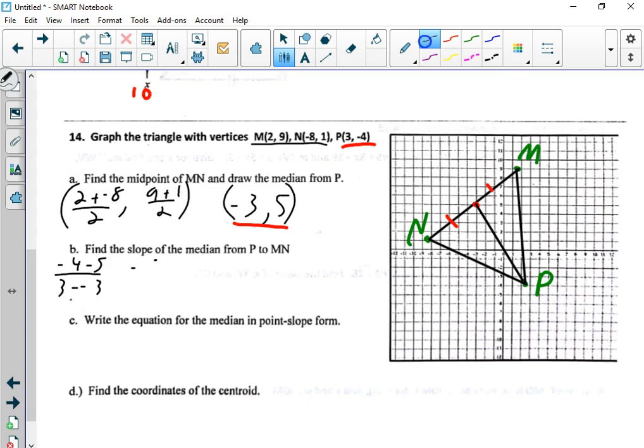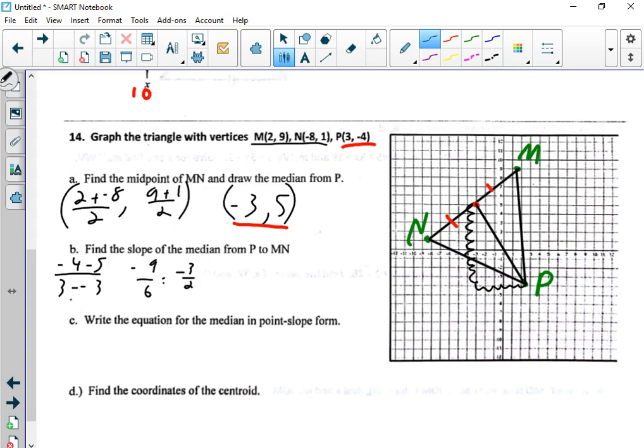Which is going to be negative 9 over 6, which ends up being negative 3 over 2. But you could also just count. So from here, I'm going to go 1, 2, 3, 4, 5, 6, 7, 8, 9, down. There's my negative 9. And then 1, 2, 3, 4, 5, 6, right, which is my 6.